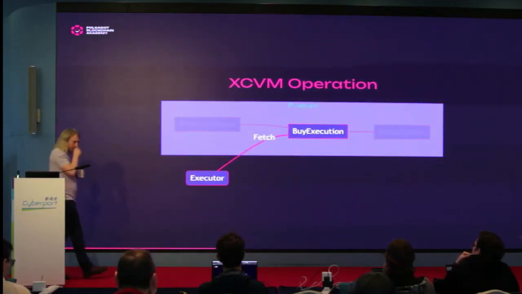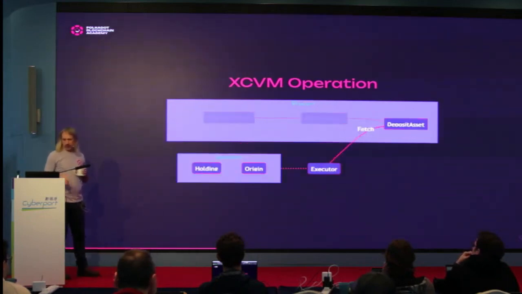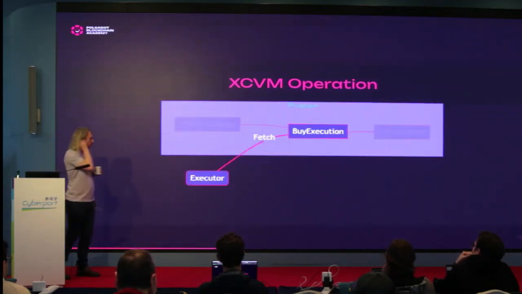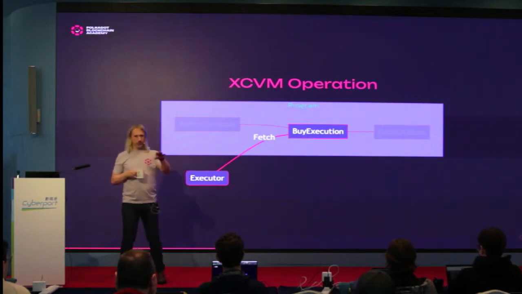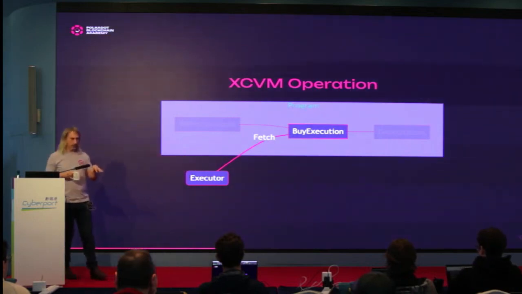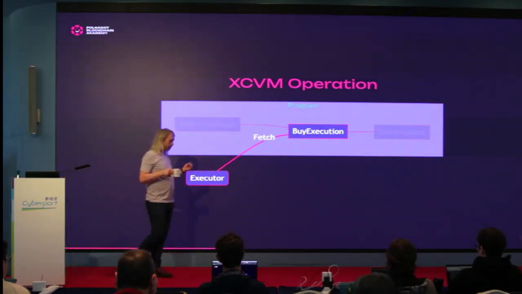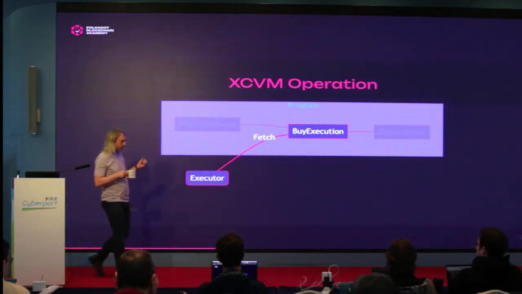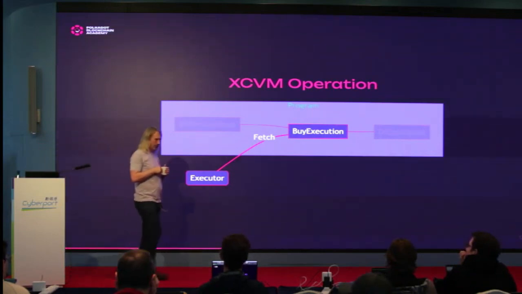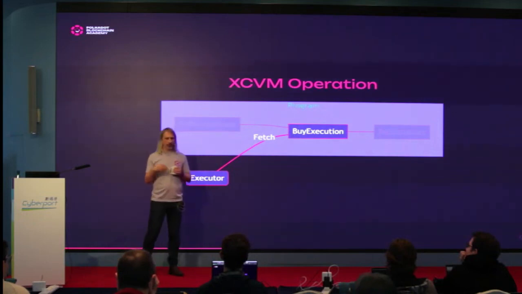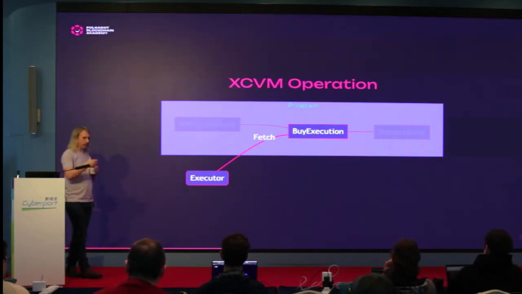Next, we fetch the buy execution instruction and execute it. Buy execution basically does a trade. It removes some of the assets from the holding register in exchange for essentially nothing at this point. But notionally in exchange for execution weight, for allowing instructions to be executed.